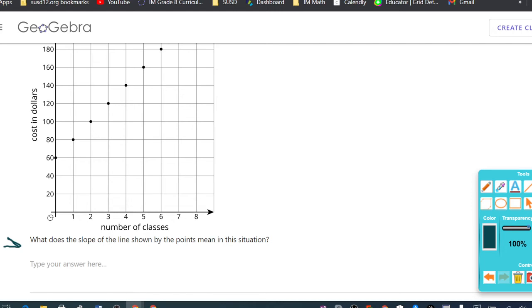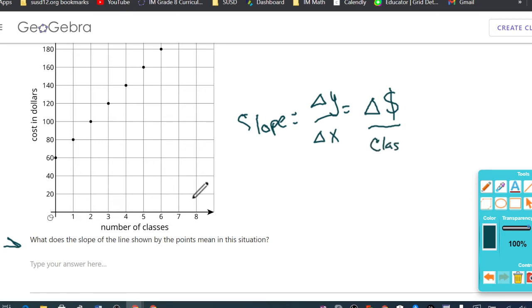Well, let's go back to fundamentals. Remember that slope of a line equals change in y per change in x. I'm distracted because my pen wasn't working. So in this situation, a change in y is a change in the cost of dollars. So I'm going to use the delta again, a change in the cost of dollars. And the change in x is number of classes. A change in x would be number of classes, like from one point to another.